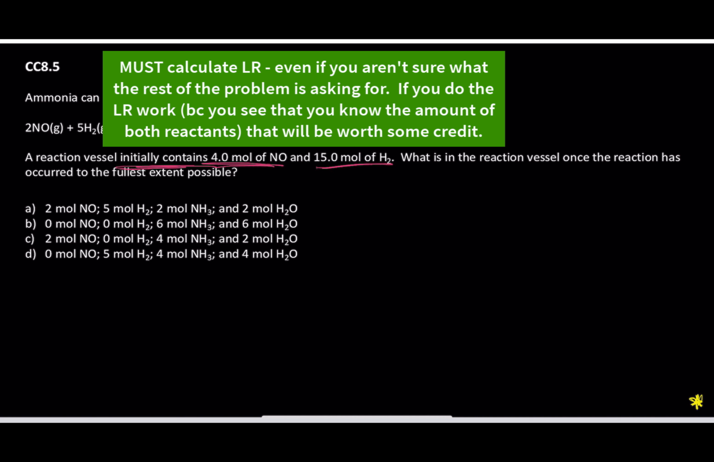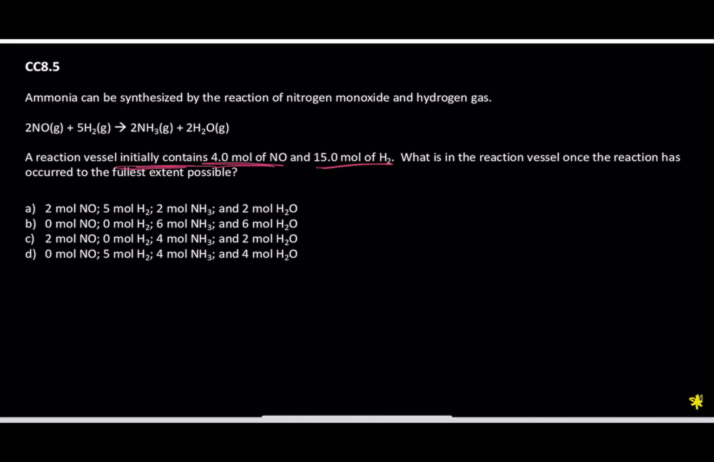So what do we have to do? All this is a limiting reactant problem. We would start with our 4 moles of nitrogen monoxide and 15 moles of hydrogen, and let's just figure out one of our products. Let's pick one; it doesn't matter which. So let's start with NH3. NO says that for every 2 moles of NO, we could produce 2 moles of NH3, which means that hypothetically we would get 4 moles of NH3.